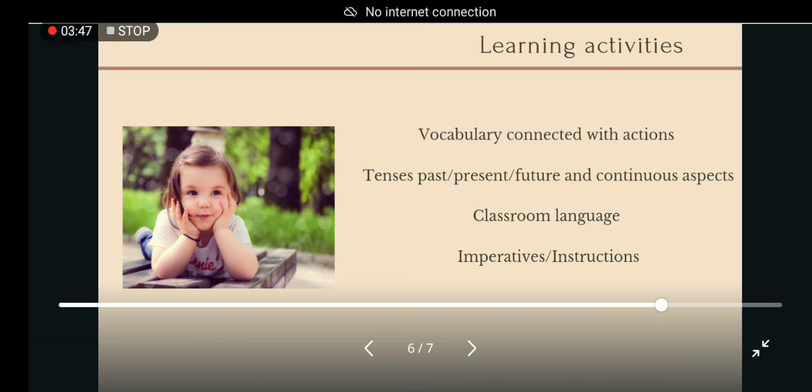And well, in conclusion, I think one important advantage of this approach is that it's very suitable for children because they can find the learning activities in a very attractive and entertaining way, like funny. And one disadvantage is that it's not suitable for professional learners.